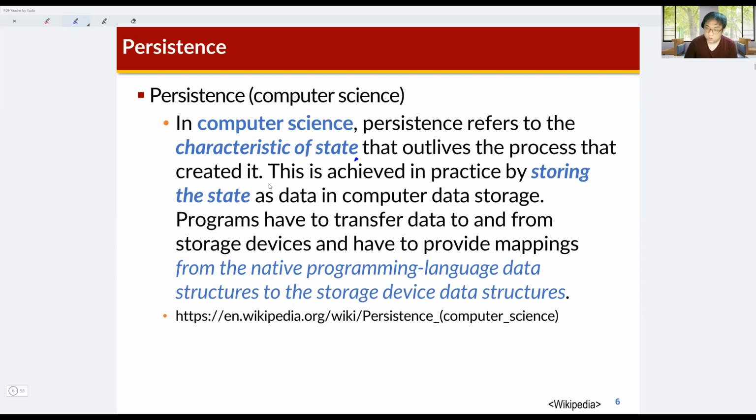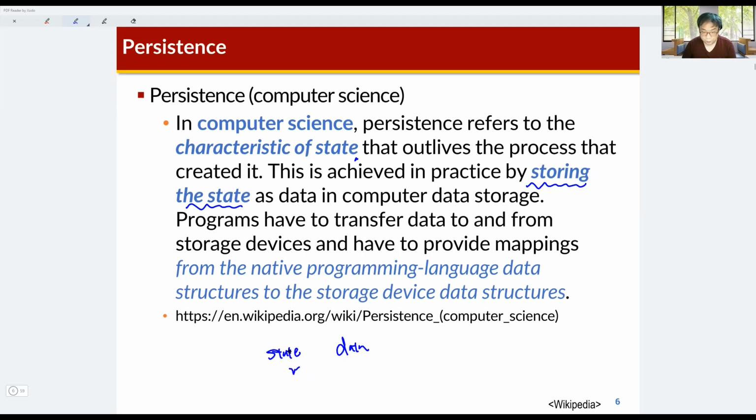This is achieved in practice by storing the state. So what does state mean in a computer system? The state means just data. When we mention the state of the architecture, that means the data is the state.